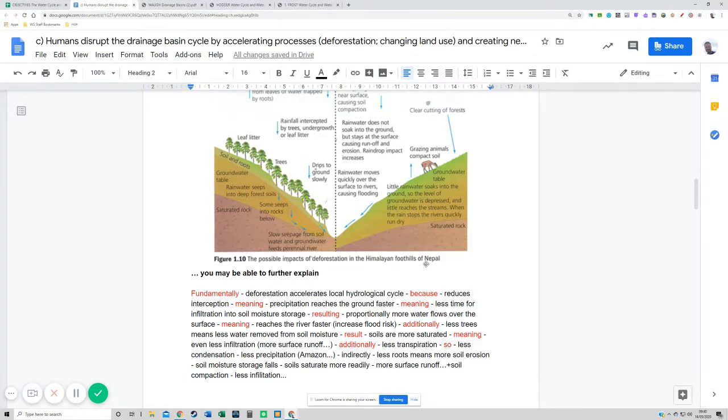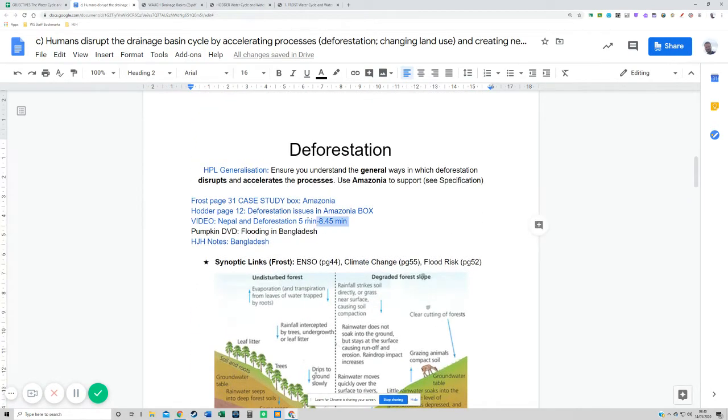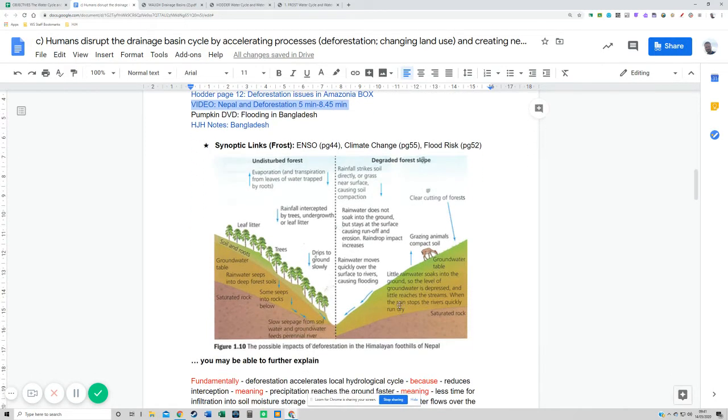This particular diagram is based on Nepal, and if you wish to, I've digitized a little video there looking at that problem. If you just go to 5 minutes in and watch the next 3 to 4 minutes, it goes through the problem of deforestation and the impact it's having on water supply downstream in places like Bangladesh, where the deforestation is going on in Nepal, which is in the Himalayan mountain range, and it's affecting rivers like the Ganges, which flow down towards Bangladesh and causing flooding and so on.